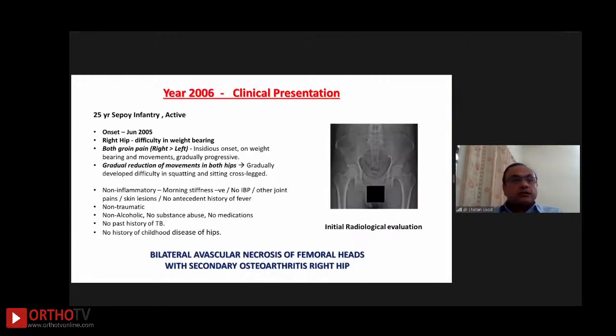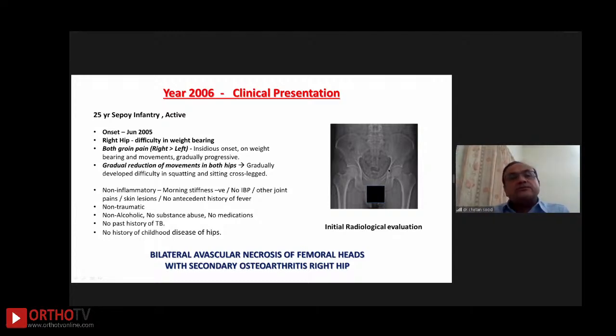I have no disclosures. This is about my patient from when I was quite early in my career, in the year 2006. He was an infantry soldier, 25 years of age, very active, and actually a hairdresser, but he still has to be active because he's in the infantry. He presented with a 1 year onset of hip pain on the right side and nothing on the left side. We suspected avascular necrosis. He had reduction of movements and had probably gone into the second stage or sustained a fracture. He had a lot of pain.